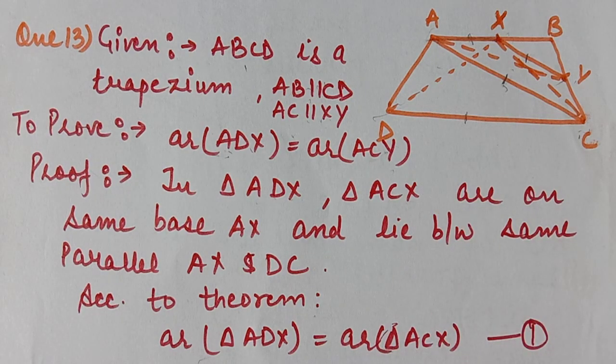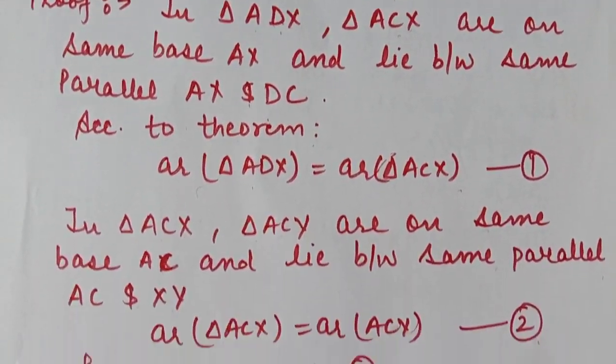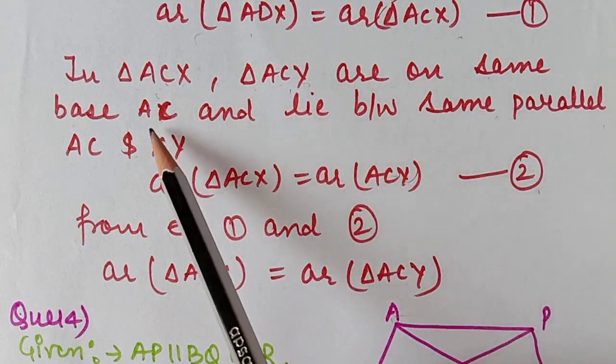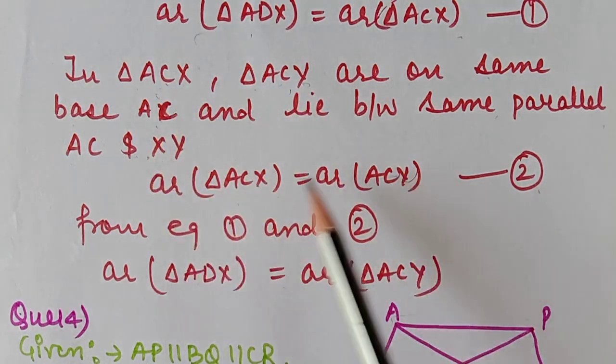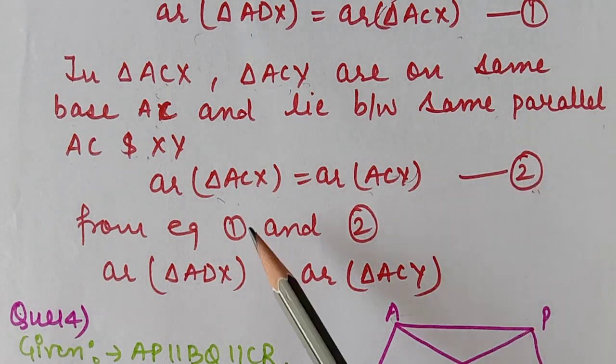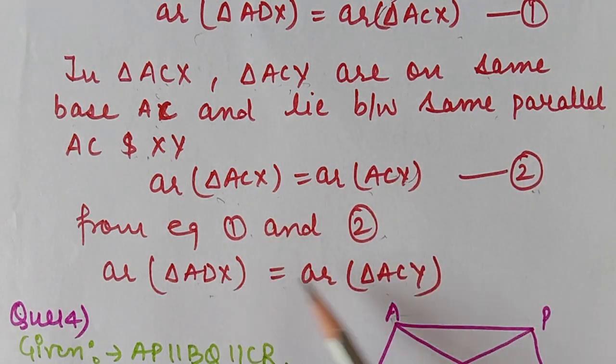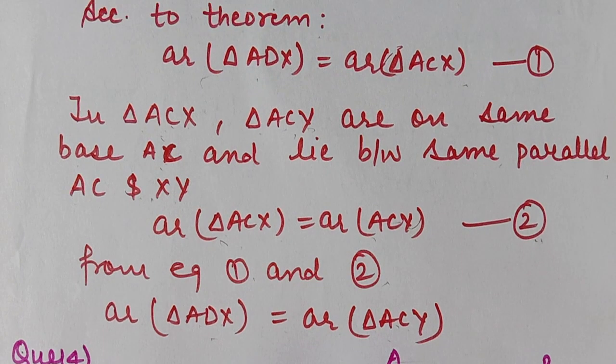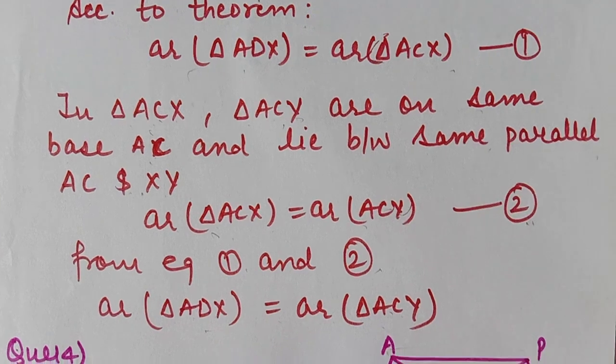So we will write like this: in these two triangles, the common base lies between the same parallels, and according to the theorem the areas of these two triangles are equal, equation number first. And the other two triangles have a common base between the same parallels, so their areas are also equal, equation number 2. From equations number 1 and 2, the areas of these two triangles are equal to each other. So students, this is your question number 13. Now question number 14.